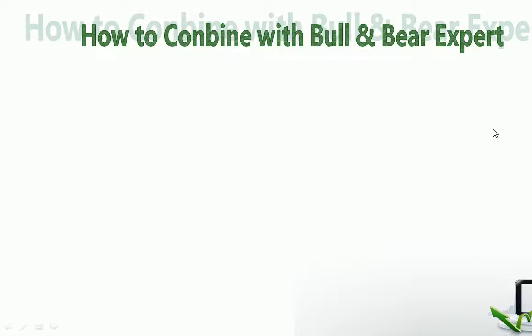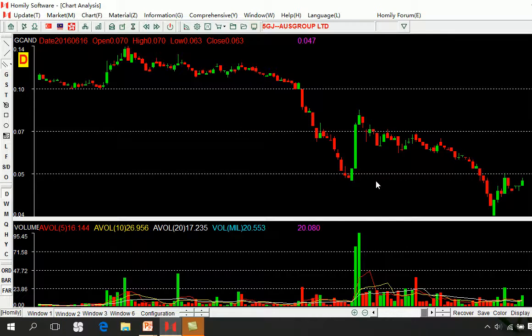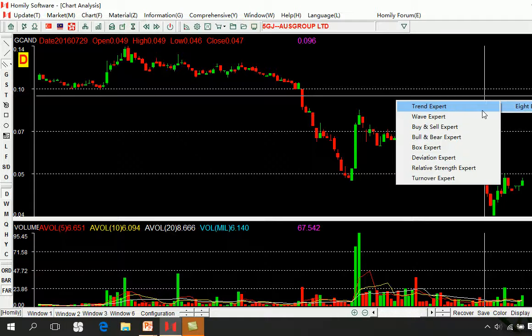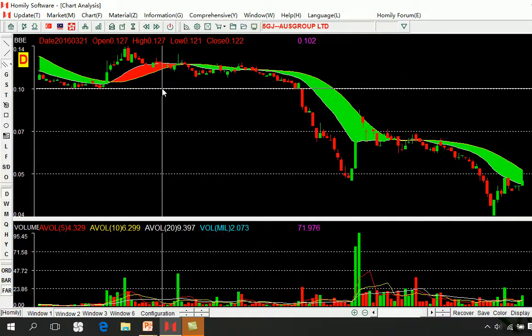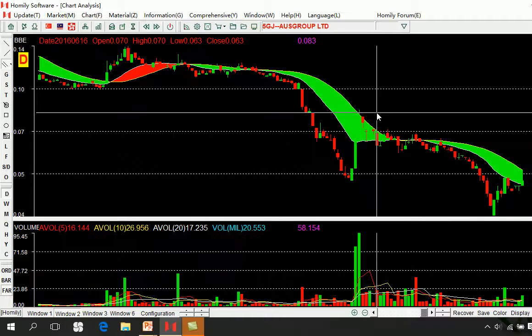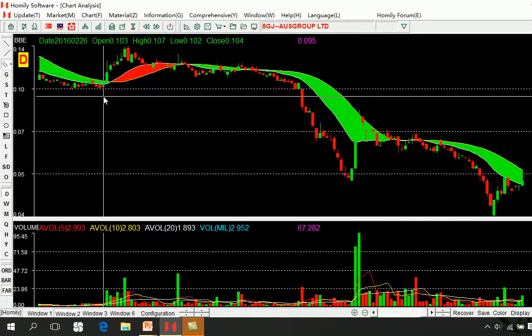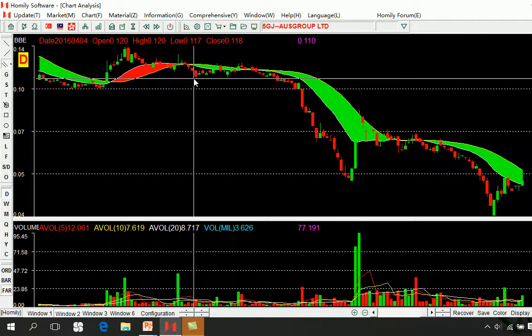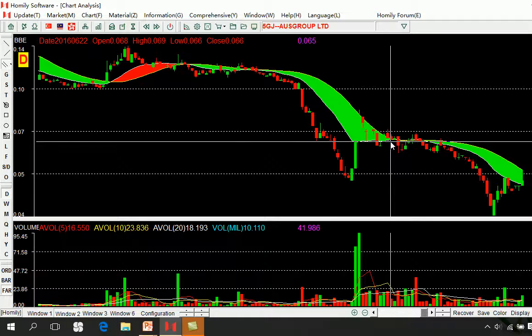So before you learn how to combine, we know how to find these two special functions. So first, we should connect the expert, the bull and bear expert. This one is simple. The red band means the bull market, green band represents the bear market. When you see the green turn to the red is the buy point, red band turn to green band is the sell point. This is the basic usage of bull and bear expert.